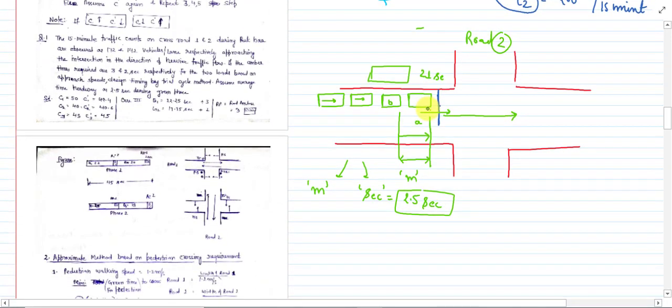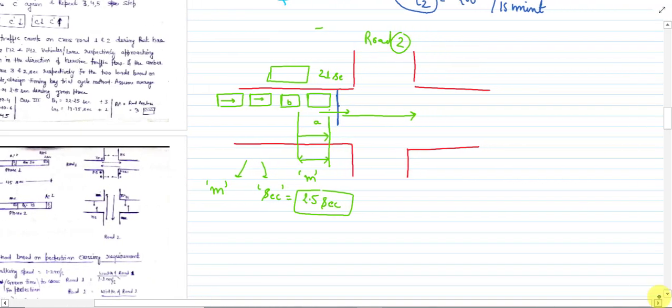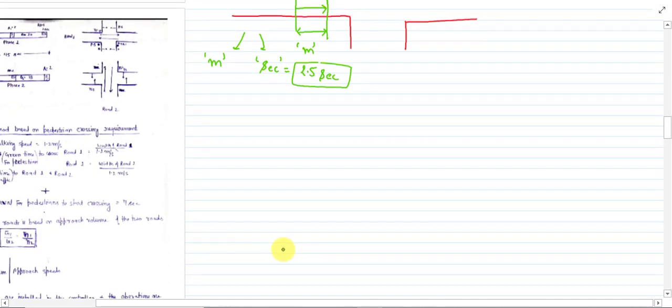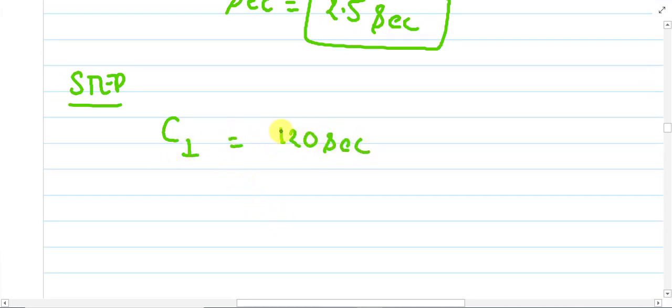Okay. So assume that you have a cycle length. This is your step third. Step third, you have to assume your cycle length like C1. Let's assume that this is 20 seconds. So this is the time taken for one complete revolution of signal.